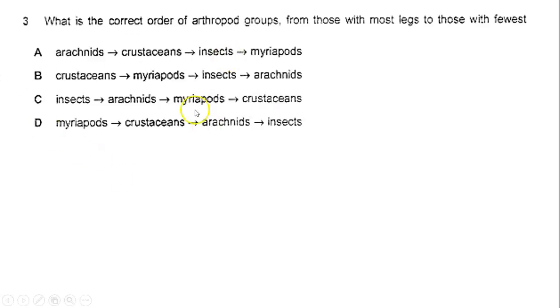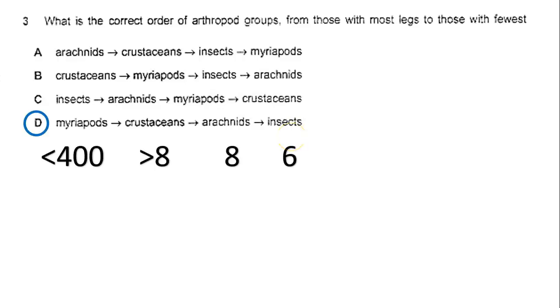Another question here says, what is the correct order of arthropod group, from those who have the most legs to those who have the fewest legs? In this question, I need you to write the number of legs before answering the question. So please go above each class and write the number of legs above it before making your choice.